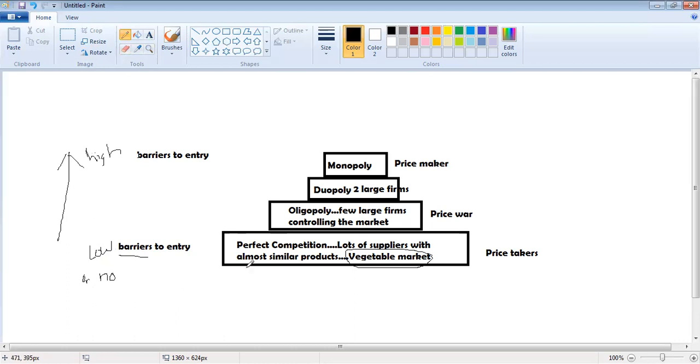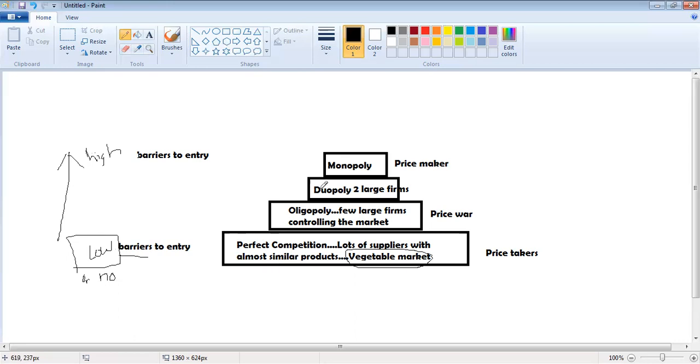So if you want to become a vegetable shopkeeper or a fish market seller, you can just do it tomorrow, right? There's not much legal requirement. There's not much cost involved. You don't need to have a BBA degree. You don't need a university degree, or any experience to operate in this industry, in this level. So that is why here the barrier to entry is low.